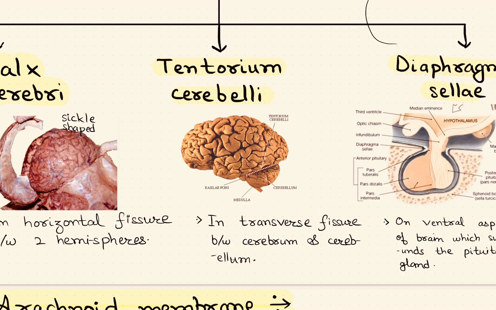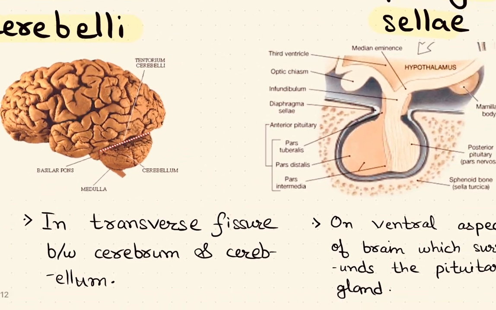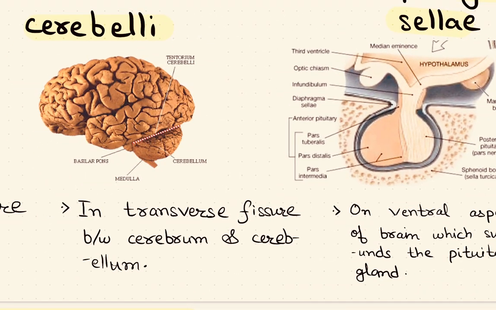You can see this is the diaphragma sellae, as mentioned here. And what is this diaphragma sellae? It is that part of dura mater on the ventral surface. The upper one is the dorsal surface and the lower one is the ventral surface of dura mater, which surrounds the pituitary gland. This is the pituitary gland.